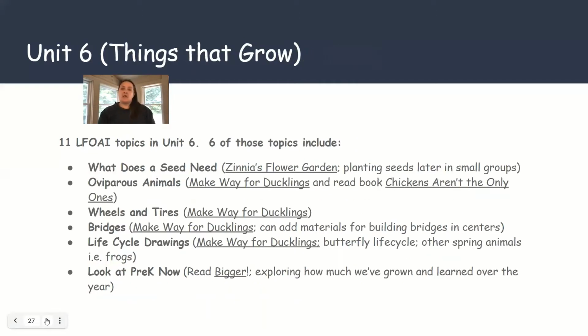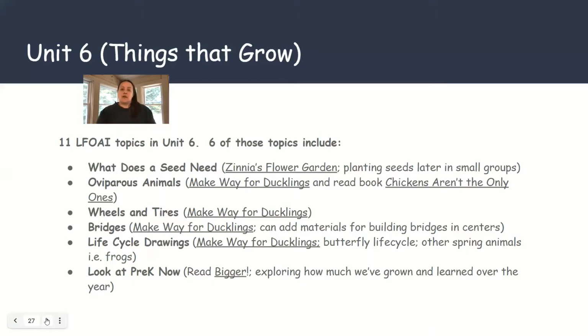And then finally, in unit six, things that grow, there are 11 different let's find out about it topics, including what seeds need to grow, which they learn about. And then in small groups, they're going to plant seeds and there's a lot of different seed growing experiments in unit six. They're learning about oviparous animals, which are animals that lay eggs. They're learning about wheels and tires and bridges. And after we learn about bridges, I always add those materials to manipulatives so that they can experiment with building a bridge that is stable and can hold weight.